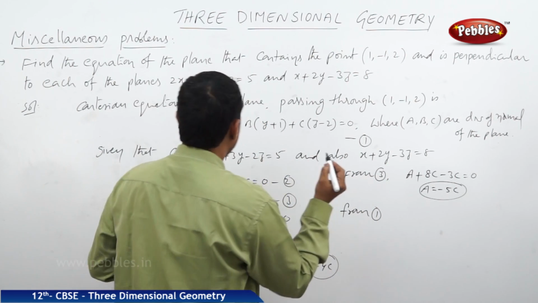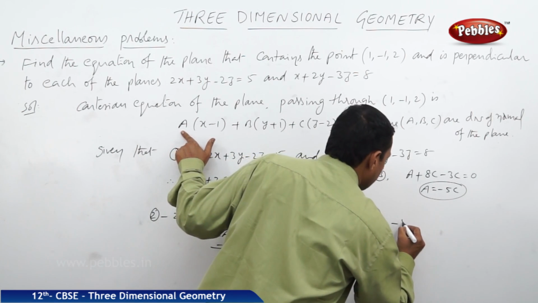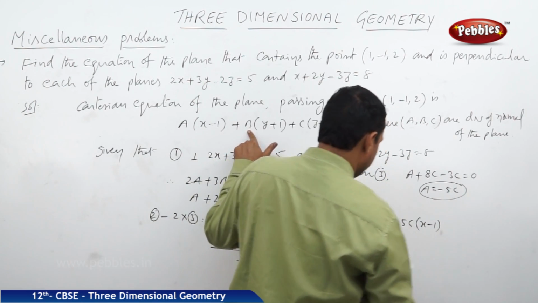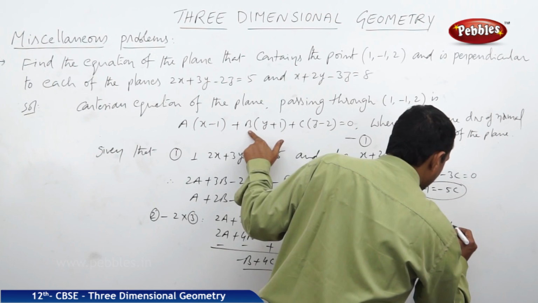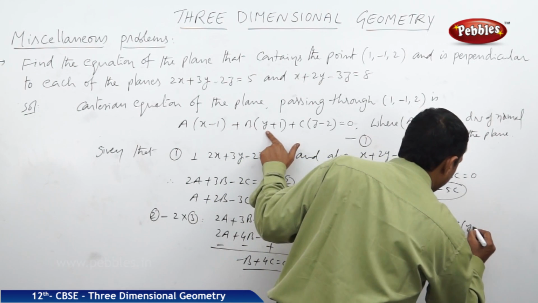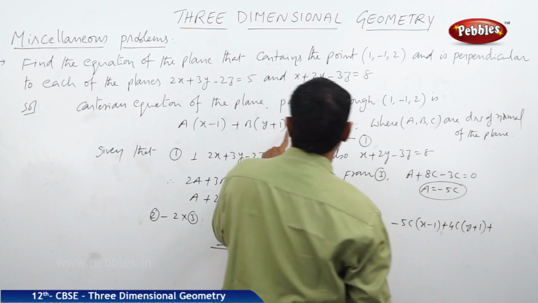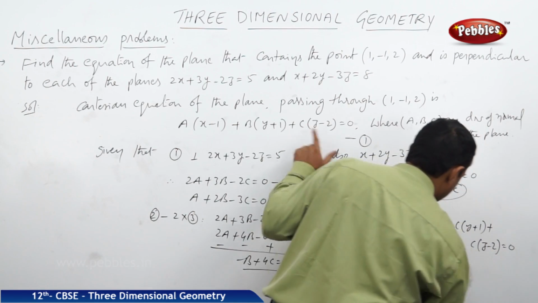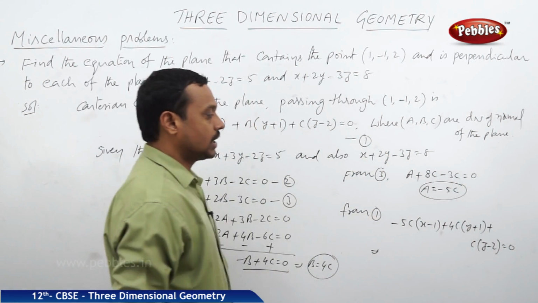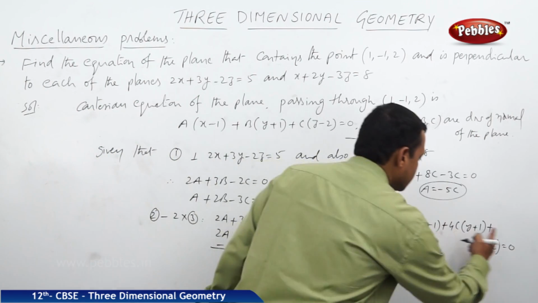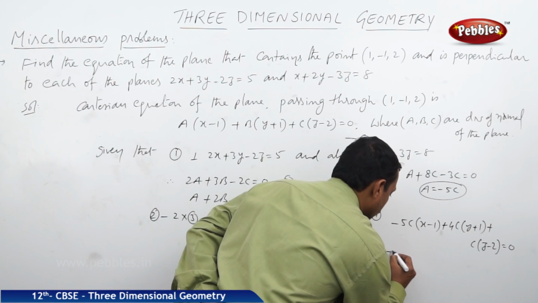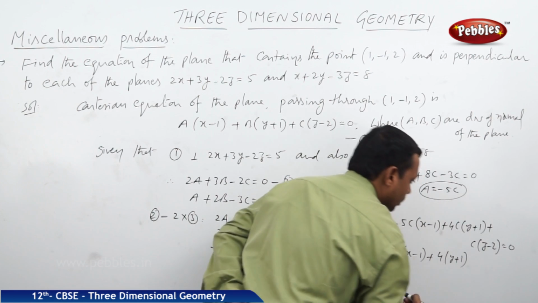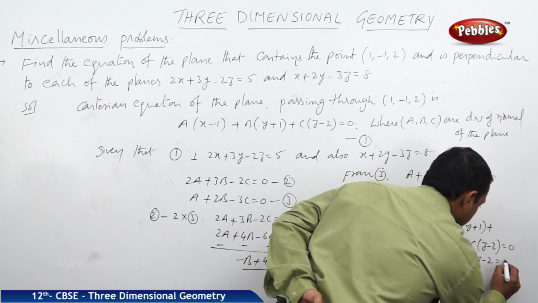From the first equation, a is equal to minus 5c into x minus 1, and b in terms of c. What is that? 4c into y plus 1, and c remains same, c into z minus 2 is equal to 0. You know clearly c gets cancelled completely in the equation. So after cancelling that c, it now changes to minus 5 into x minus 1 plus 4 into y plus 1 plus z minus 2 is equal to 0.